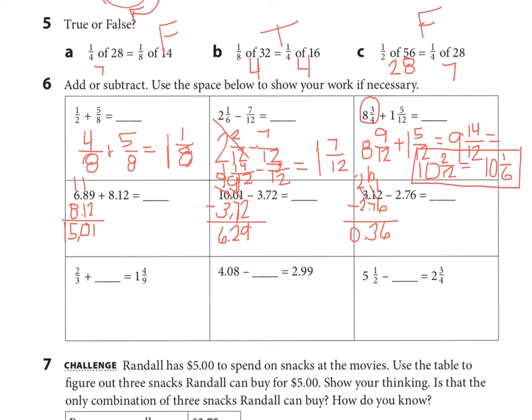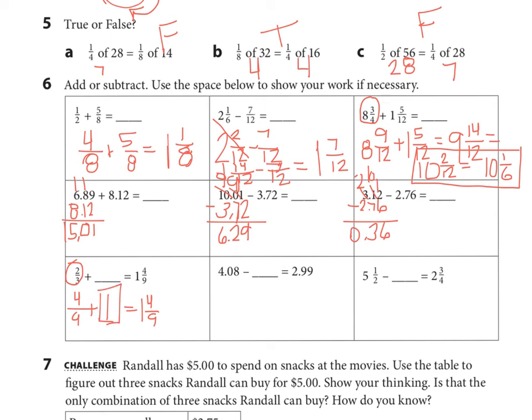Next one, I see 2/3 plus a number equals 1 and 4/9. So it's going to be easiest for me to change that to ninths. So I'm going to say 6/9 plus a number equals 1 and 4/9. So what's the blank? 1 whole is your answer.